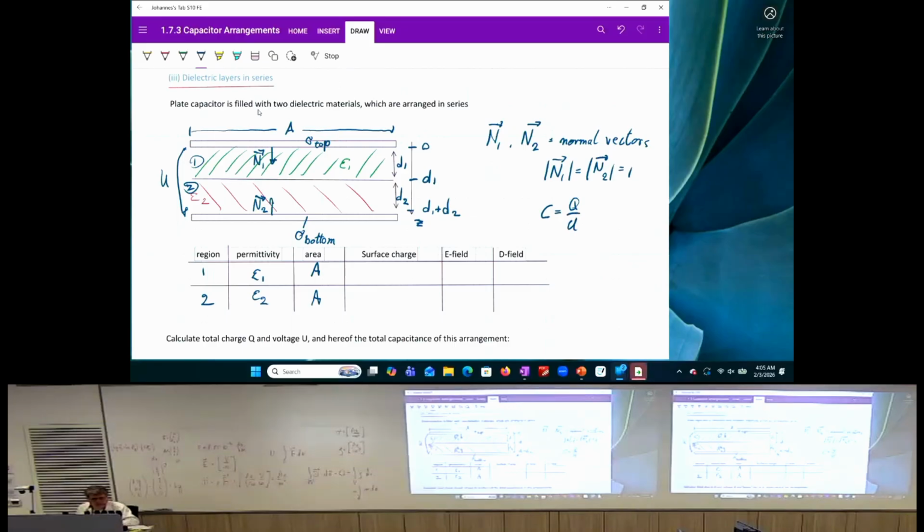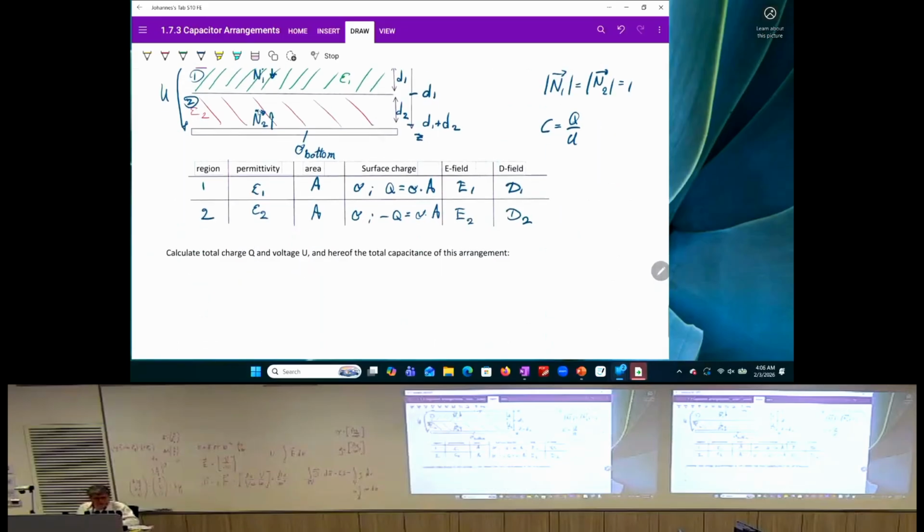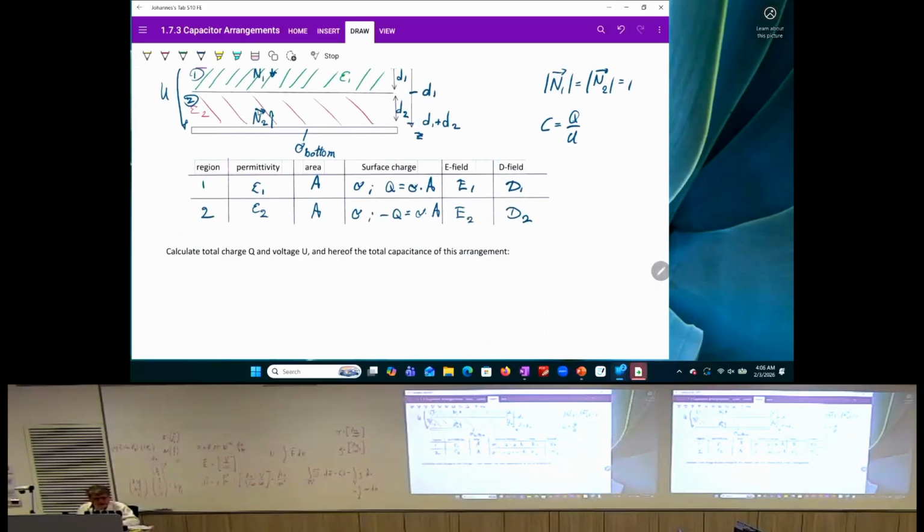The surface charge is sigma here, which gives you the total charge by taking sigma times A. And we have at the bottom also a surface charge sigma, and it gives you the total charge, which is minus Q, also obtained by sigma times A. The electric field in region 1 is E1, E2 in region 2, and the D field D1 and D2.